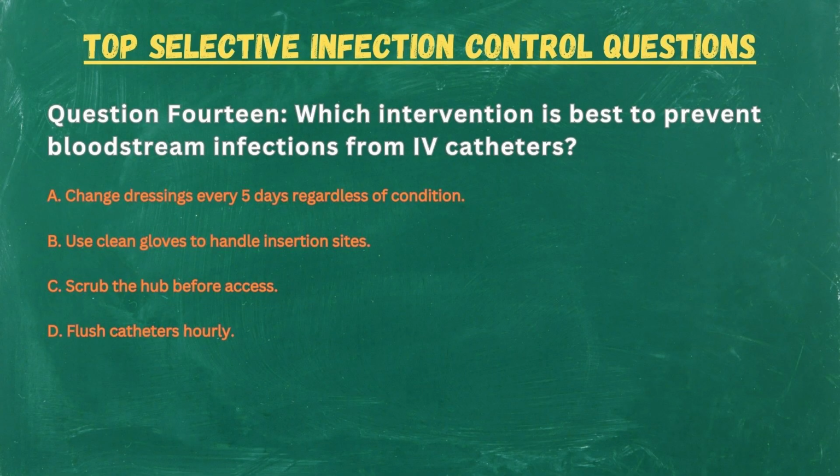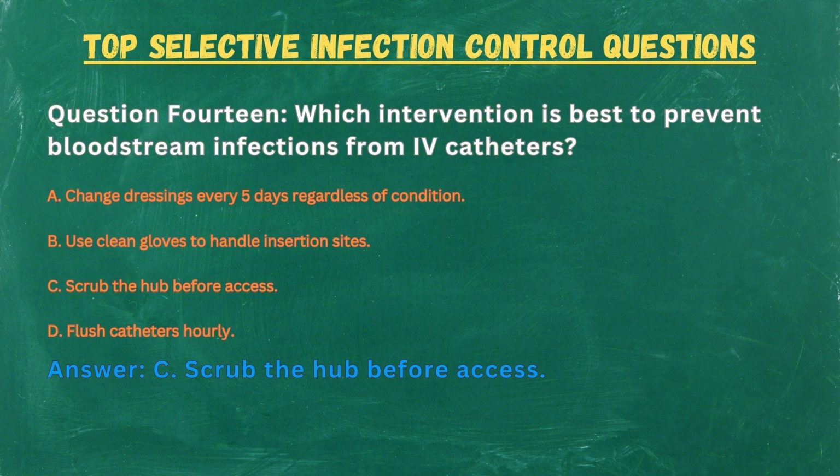Question 14. Which intervention is best to prevent bloodstream infections from catheters? A. Change dressings every 5 days, regardless of condition. B. Use clean gloves to handle insertion sites. C. Scrub the hub before access. D. Flush catheters hourly.